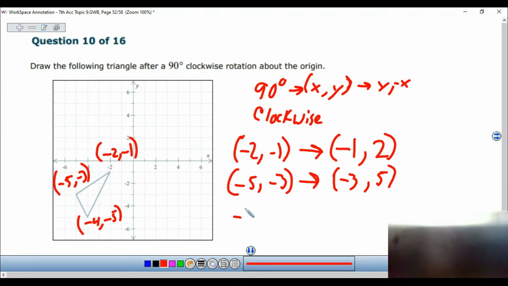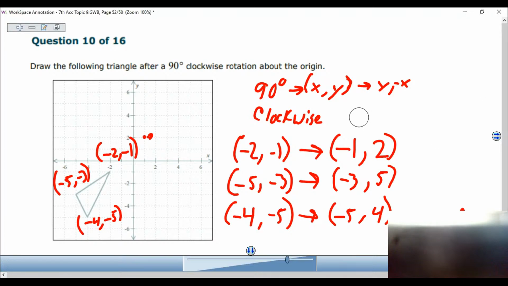Then, our last point, we have -4 and -5. -4, -5. That's going to become -5 and +4. So we'll go ahead and plot these points and make our triangle. So -1, +2. Oh, -1. Oops. Let's go ahead and remove these points now.